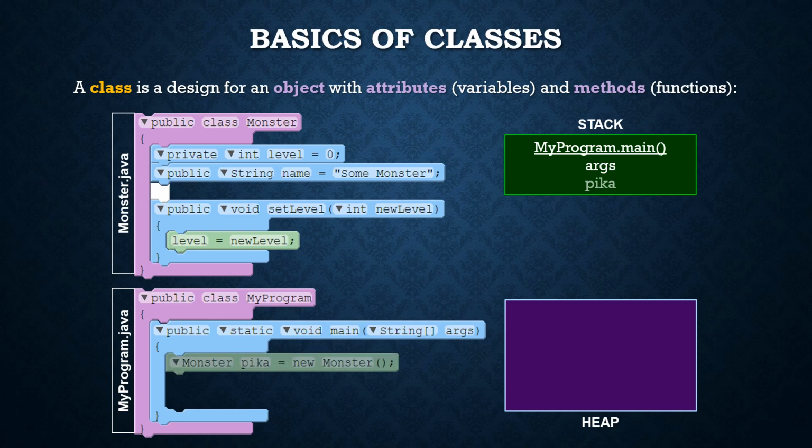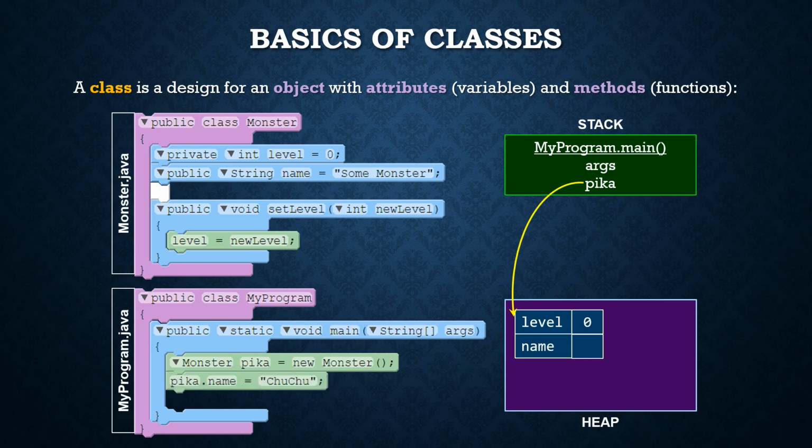So initially when we have this class, we have on our stack this main method which has the arguments variable. Next, after this statement, we'll have a reference variable of type monster that will actually store or point to a location in the heap memory that stores a monster object. So in this case, the monster will have the level 0 as well as the name some monster based on our initialized values.